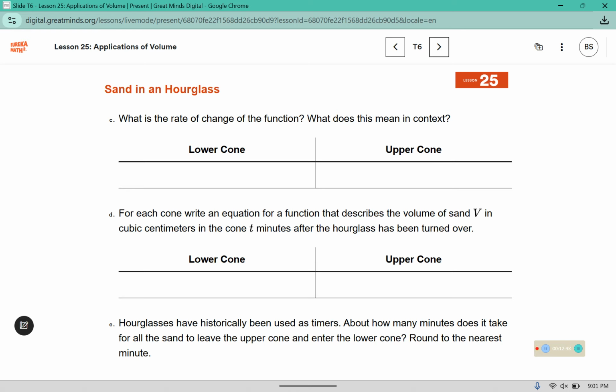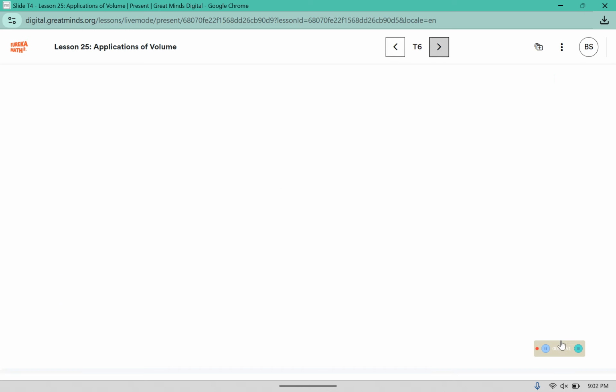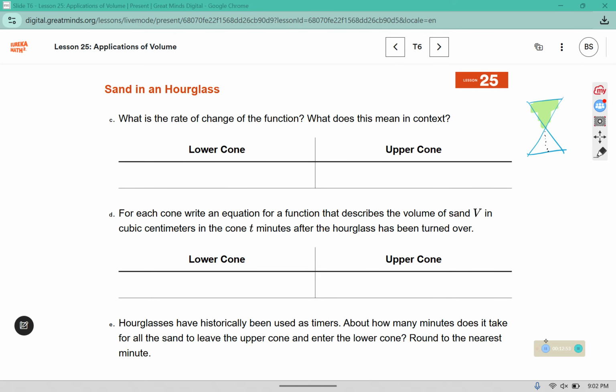C says, what is the rate of change of the function, and what does it mean in context? Well, let's go back and read the original part of the problem. It tells us that the rate is 15 cubic centimeters per minute. So for the lower cone, that rate is 15, and it means that 15 cubic centimeters of sand is flowing into the cone each minute.